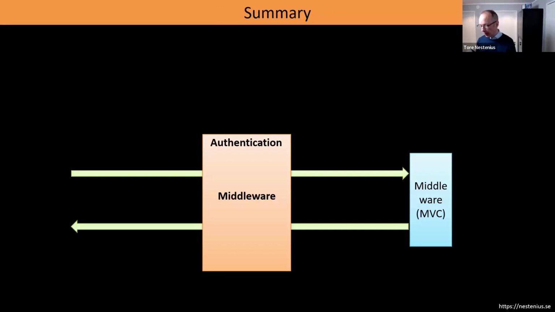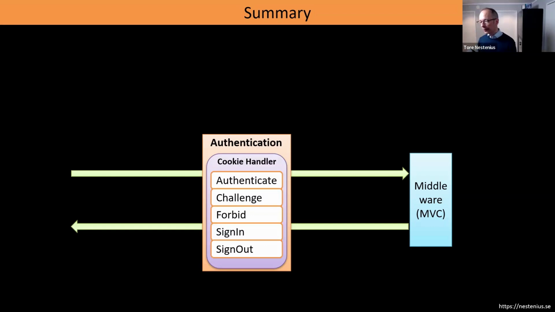So to summarize this part, we have authentication middleware. We can add the cookie handler to this authentication middleware, and that one will handle those 5 operations for me: authenticate, challenge, forbid, sign in and sign out. And when an HTTP context comes in, you pass it to the authenticate method, and that one will then try to create a ClaimsPrincipal object and add it to your context object.